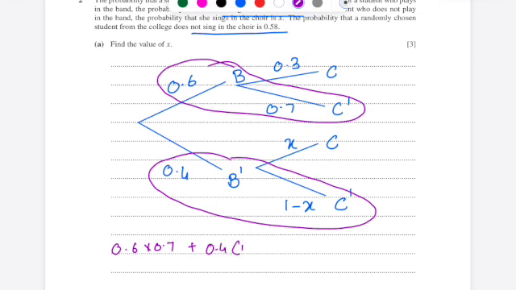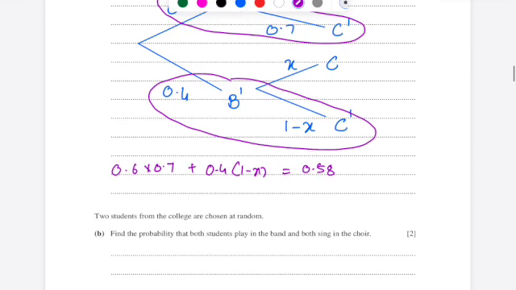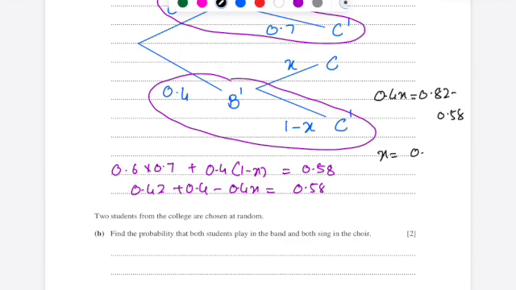Plus 0.4 times 1 minus x equals 0.58. So this is 0.42 plus 0.4 minus 0.4x equals 0.58. From there, I should be able to get the value of 0.4x equals 0.82 minus 0.58. So 0.4x equals 0.24. This is 0.24 divided by 0.4. So x equals 0.6.